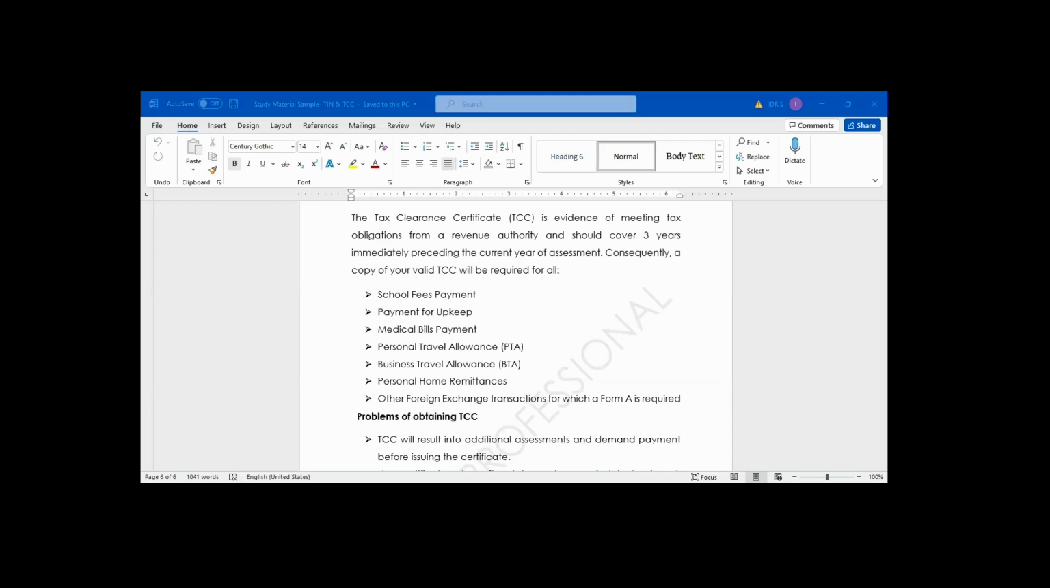Let's look at the taxes and levies collected by federal government. Company income tax is collected, petroleum profit tax is collected, education tax is collected, value-added tax is collected, customs and excise duty is collected, technology tax is collected, capital gain tax on corporate bodies is collected. So these are the taxes and levies collected by federal government.